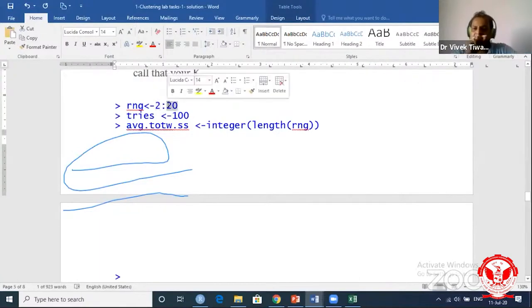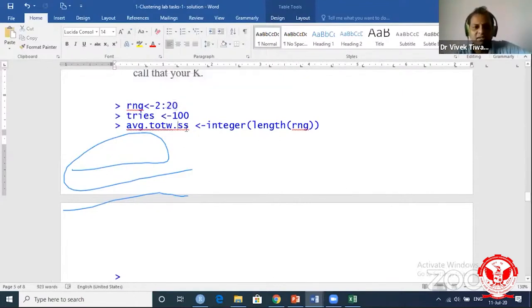That means on the x-axis, I will start from k equal to 2. I will execute my clustering algorithm, calculate the homogeneity, and store it somewhere. Then k equal to 3, k equal to 4, k equal to 5. Similarly, these are the variables where I store the average SSE and average homogeneity with respect to each value of k.